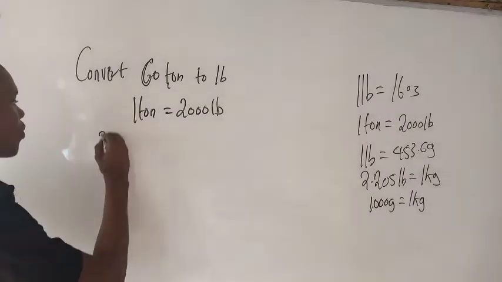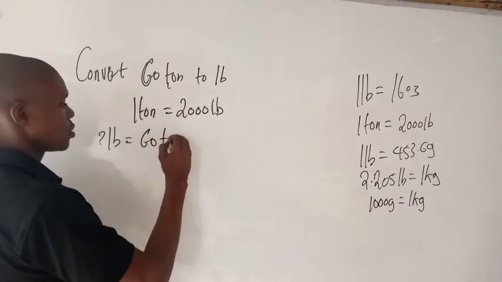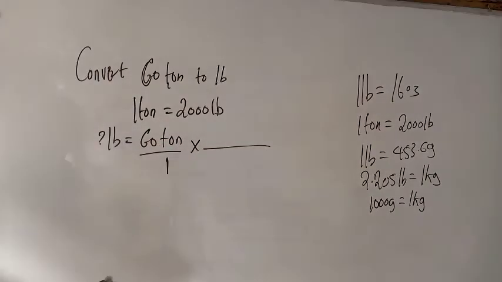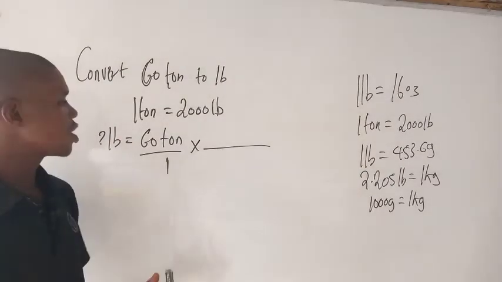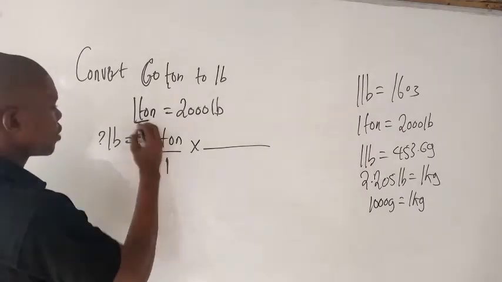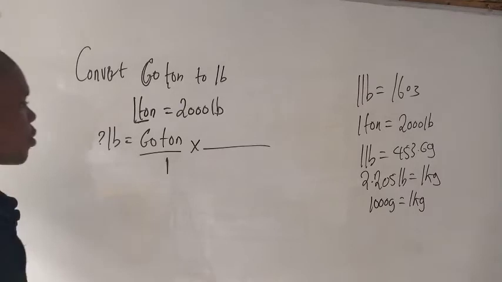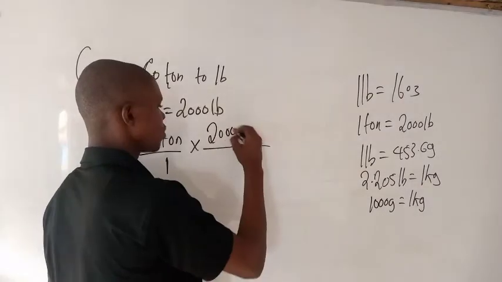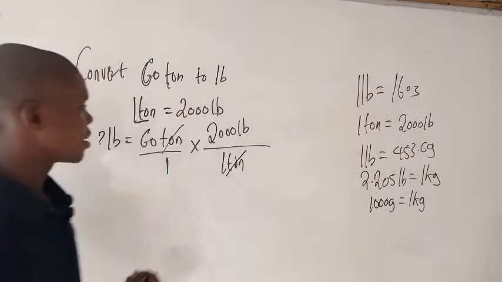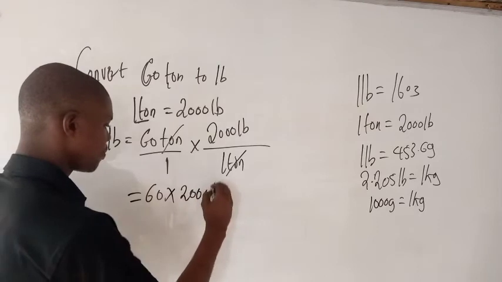So remember, our final destination is what? Pounds, right? So we are converting to pounds. Now what are we converting? We are converting 60 ton over 1 times. I will arrange it in such a way that you cancel out the unit. Ton will move down so our ton can go out, right? While 2,000 pounds will be at the top. So it's going to be 2,000 pounds over 1 ton. This guy and this guy will go out, right? So what happened here? You have 60 times 2,000 pounds.